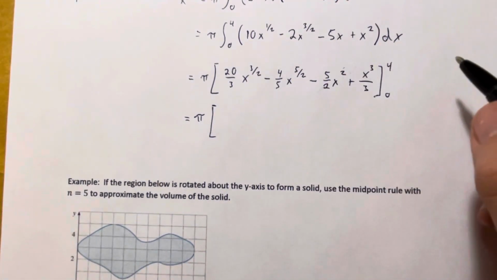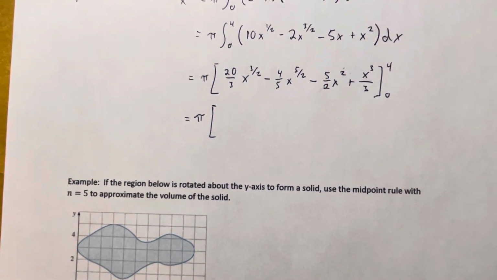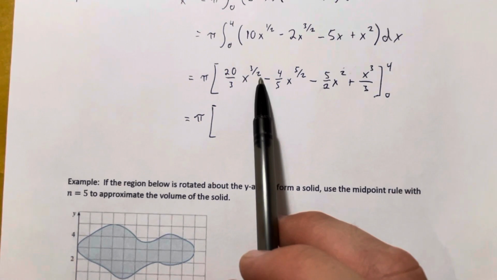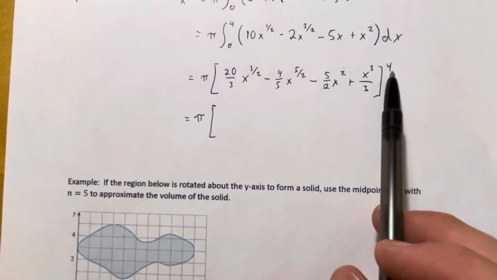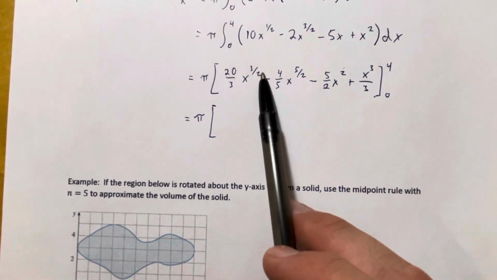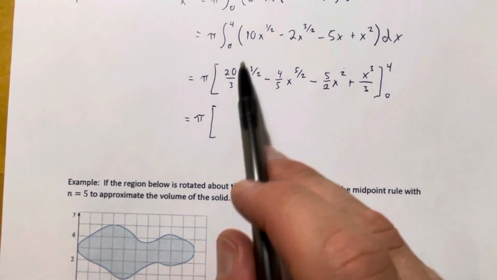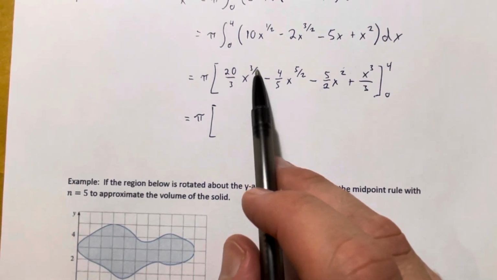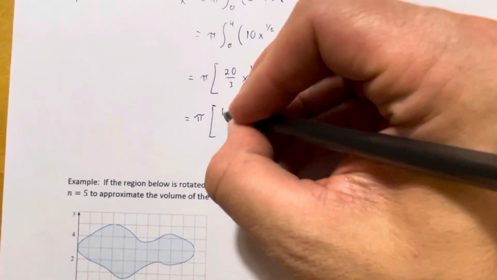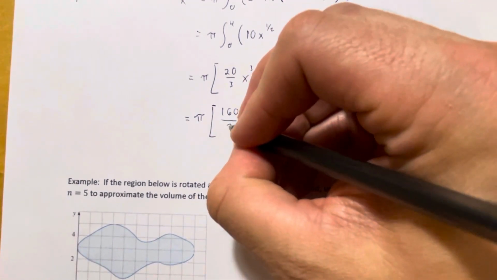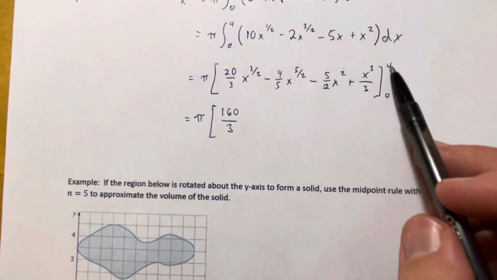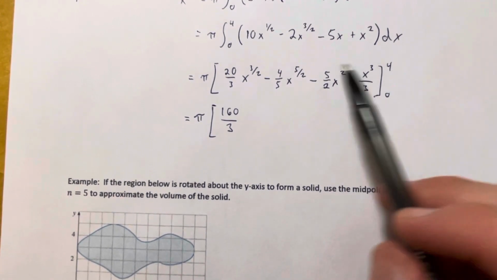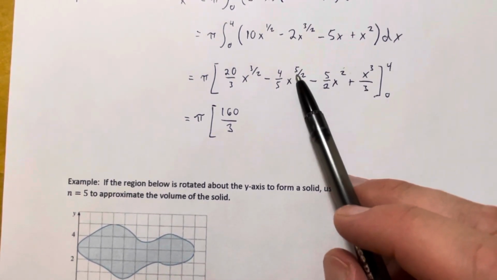4 to the 3/2 power. You can actually work that out in your head. Remember, when you have that 2 in the denominator, that's telling you to take the square root of this. The square root of 4 is 2, and then I cube that which gives me an 8. Okay, so now it's 8 times 20/3, which is 160/3. Same thing here. Square root of 4 is 2, and 2 to the 5th power is 32.